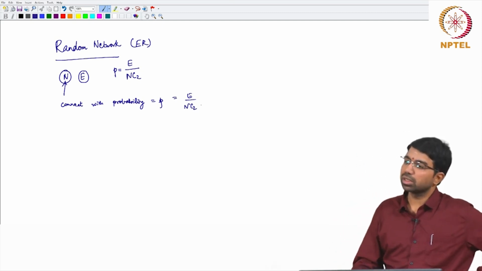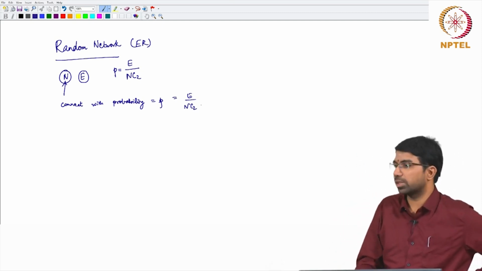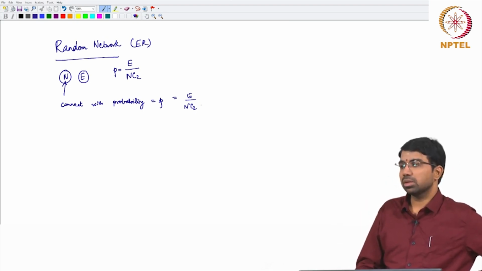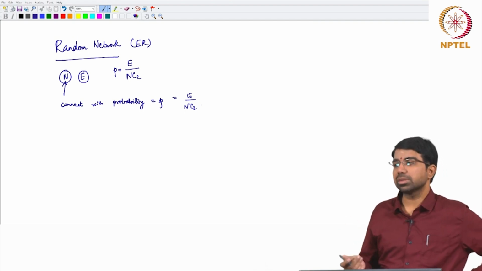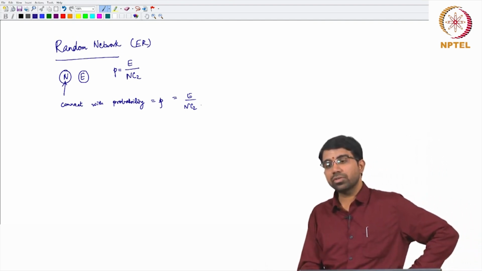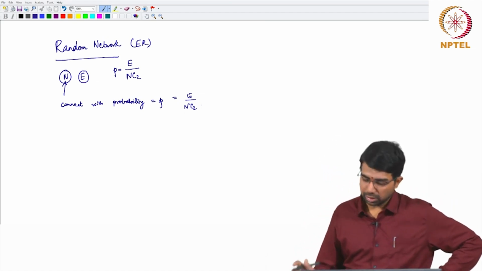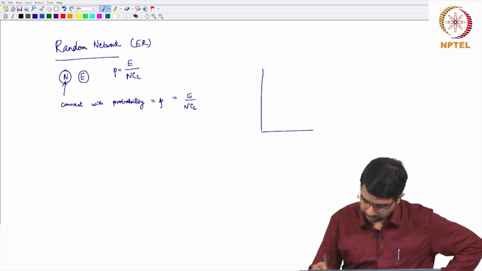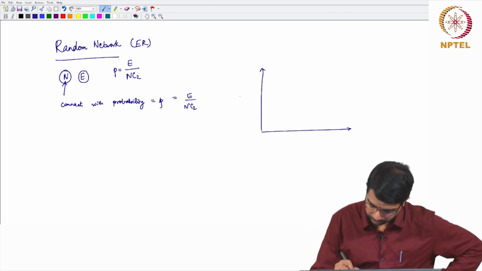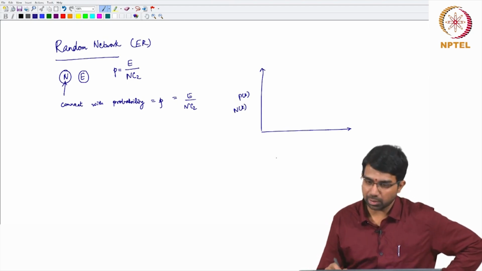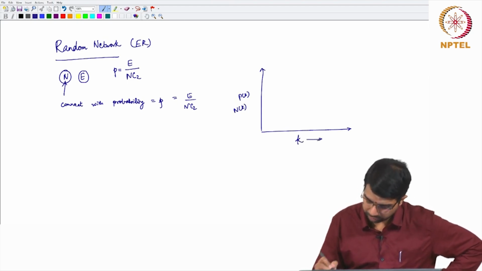So, what would this give you? It will give you a network where no node is sort of special. What would the degree distribution look like? What is the degree distribution again? It is a count of the number of neighbors for every node. So, the degree distribution will essentially look like this: P of k or n of k, the number of nodes with degree k, versus k.